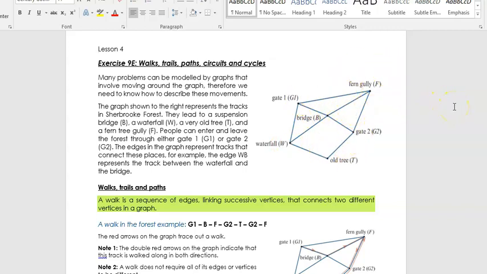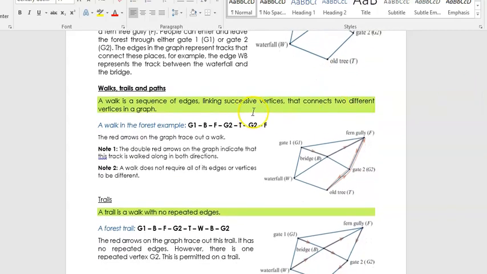But what we now want to do is put definitions to this, because we can walk specific routes of some sort, and we want to give this a definition. So the easiest and most common ones we have here are walks, trails, and paths. So a walk is a sequence of edges linking successive vertices, or dots, that connect 2 different vertices in the graph.